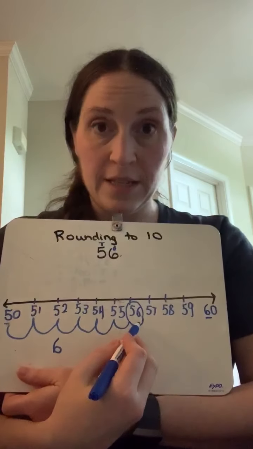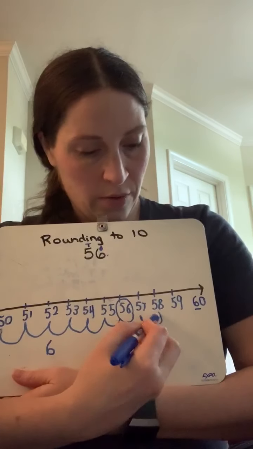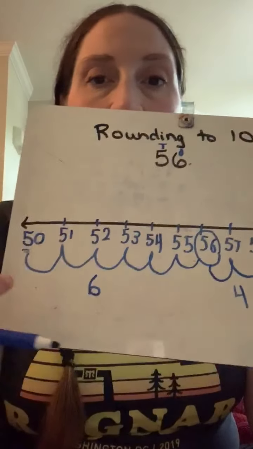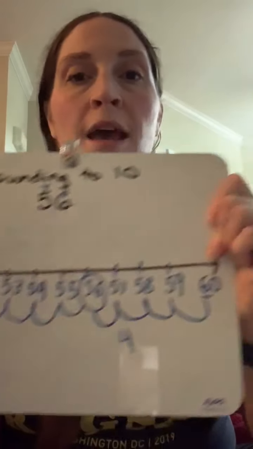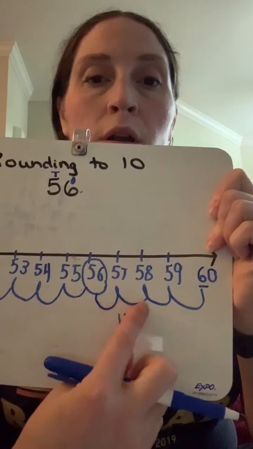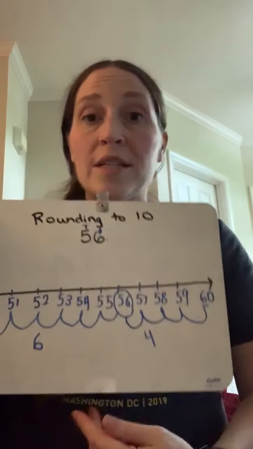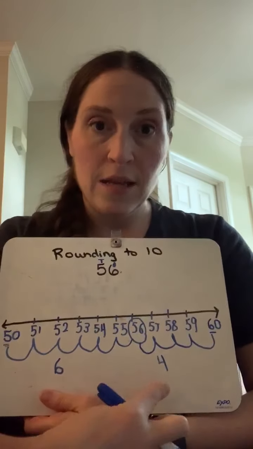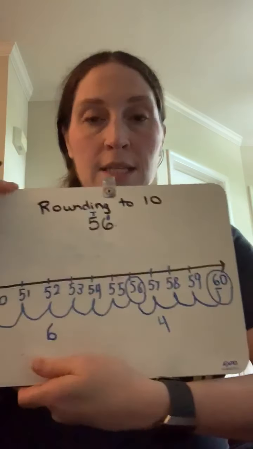Then I'm going to start at my 56 again, and this time make my jumps to 60. So that's 1, 2, 3, 4. So from 56 to 60 is 4 jumps. So just so you can see it better, 56 to 50 was 1, 2, 3, 4, 5, 6 jumps. And then 56 to 60 was 1, 2, 3, 4 jumps. So when you're rounding, whichever number it's closest to is the number you round it to. So 56 is closest to 60. It is only 4 jumps. So you would round 56 to 60.